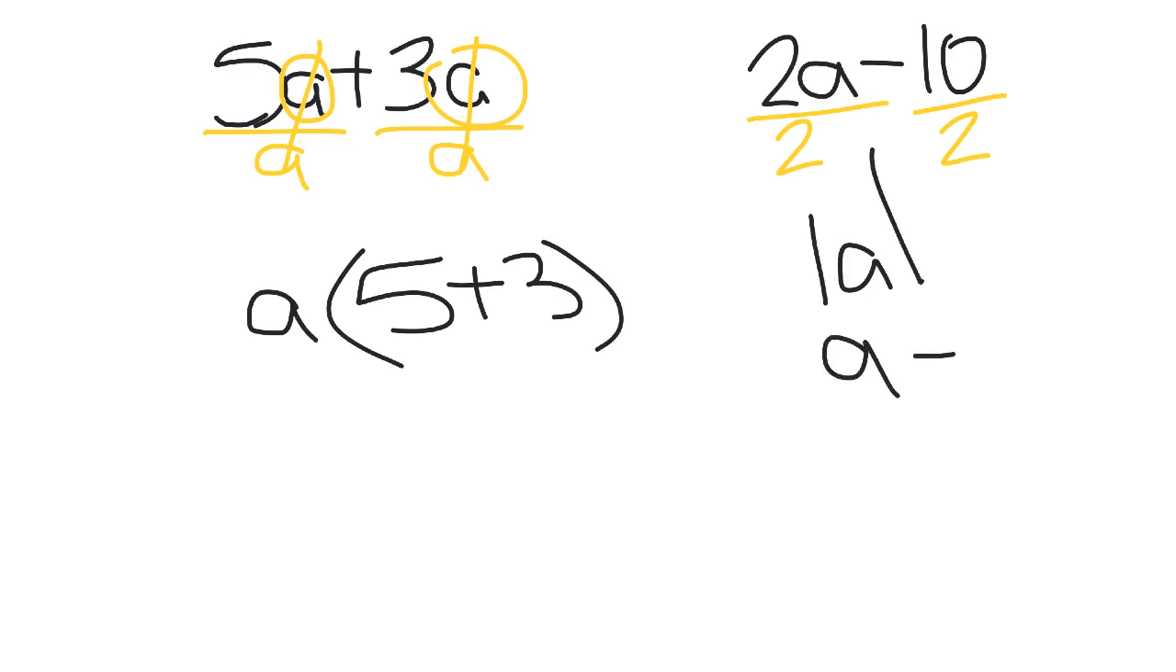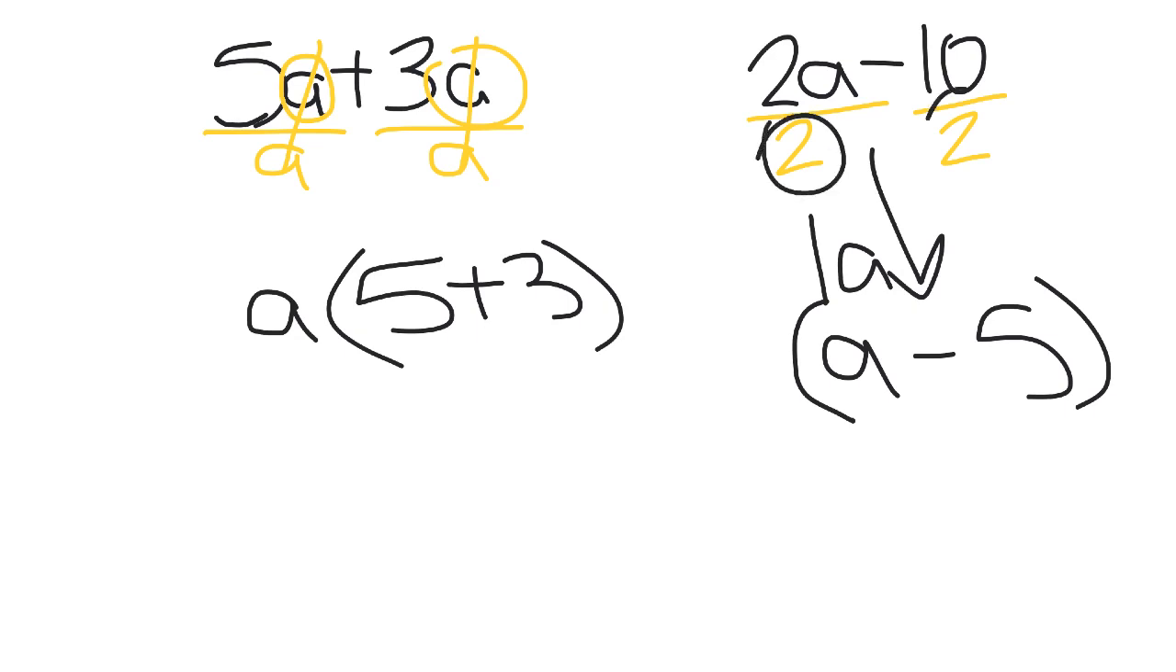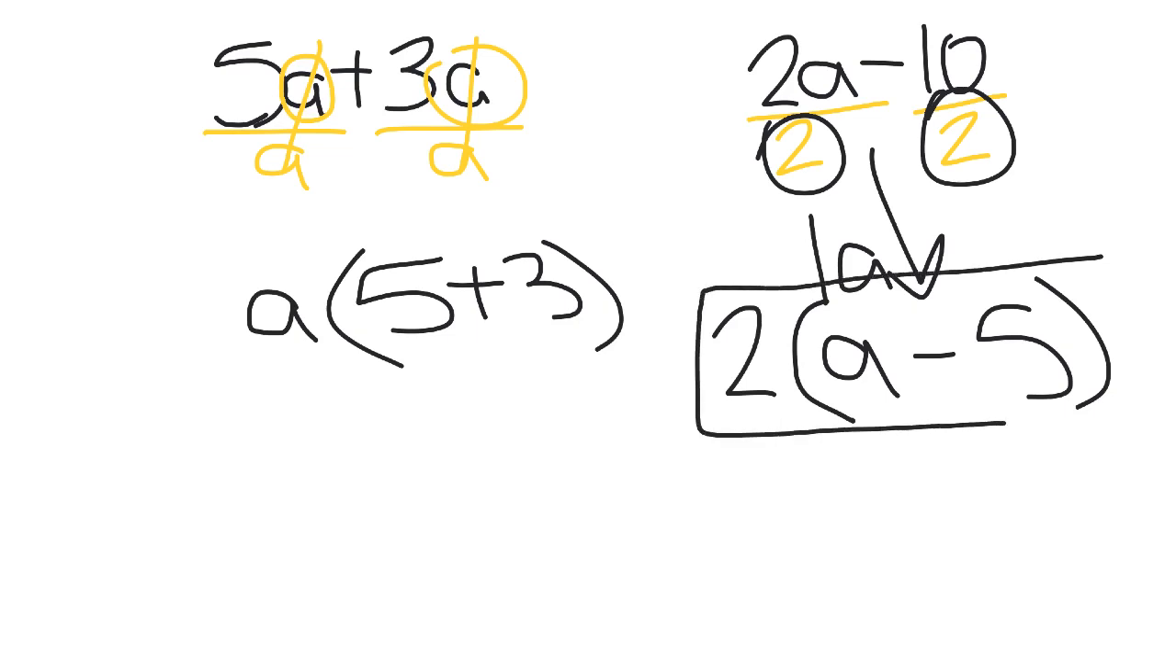Then we bring down our minus sign. 10 divided by 2 is 5. So we have a minus 5 in parentheses. And then what was it that we had in common up here? The 2. So I write the 2 outside. So your final answer would be 2 and then a minus 5.